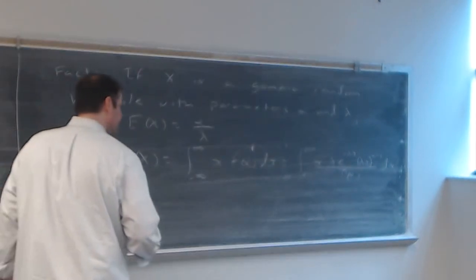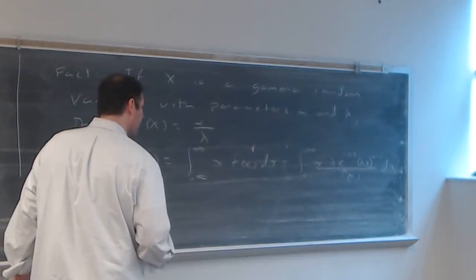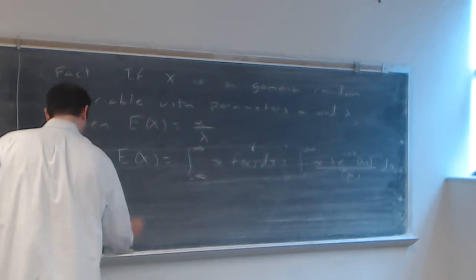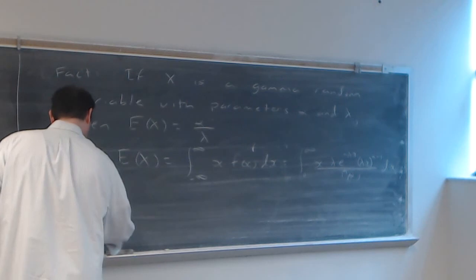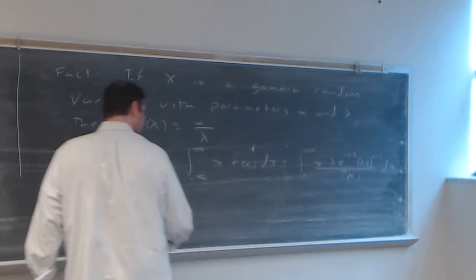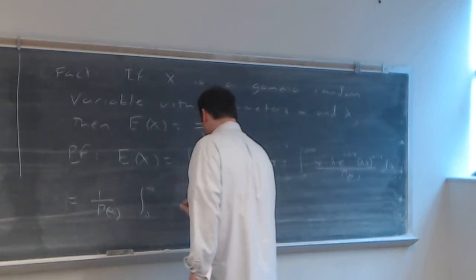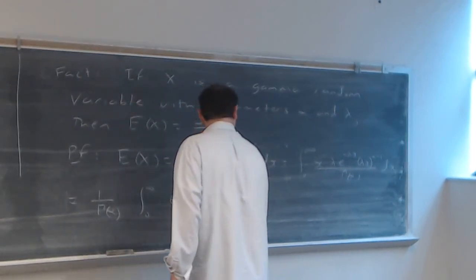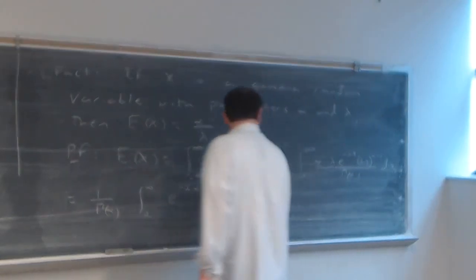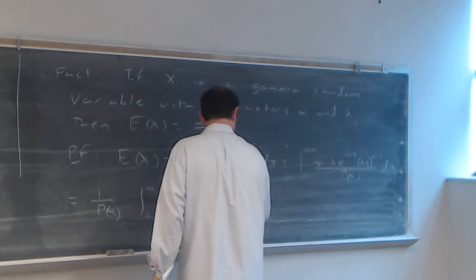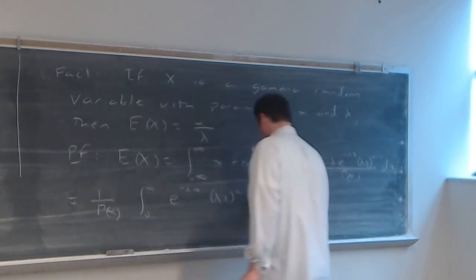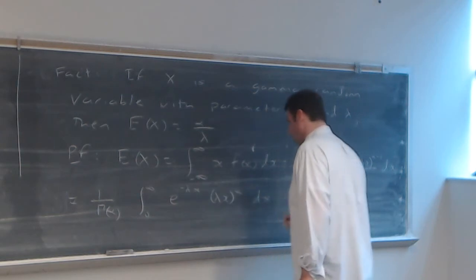So that's equal to, well, let's pull out that 1 over gamma of alpha. And here, look at this as being the integral from 0 to infinity. And then I'll rewrite this as e to the minus lambda x. And I'll take this x and put it inside here, and this will be lambda x to the alpha. And that's all we'll have, dx.